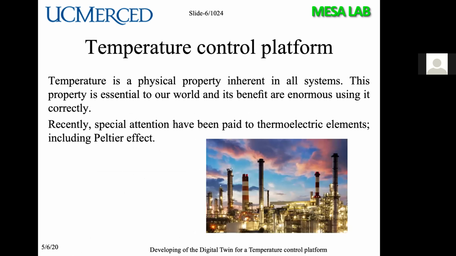Then after that, we focus on our project, which is focused on the temperature control of a system, in this case Peltier, because temperature is a physical property inherent in all systems. It's very important how we can handle this physical property. Also, recently, special attention has been paid to thermoelectric elements like the Peltier effect.